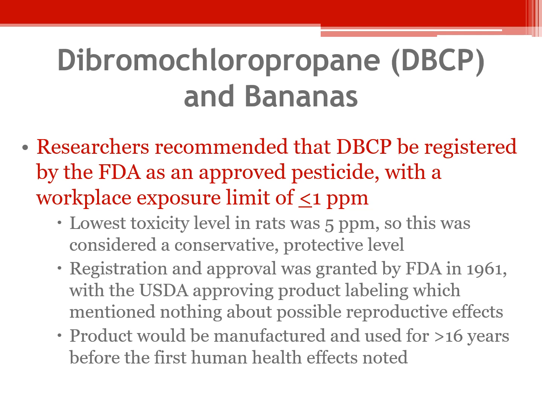And then the U.S. Department of Agriculture, who of course has a lot of the regulations that have to do with food crops and things like that, started approving product labeling for DBCP that went out to the banana fields in Central and South America. These product labels, though, did not mention anything about possible reproductive effects. So what happened was this product, DBCP, was manufactured and used for more than 16 years in banana fields before the first human health effects were noted.